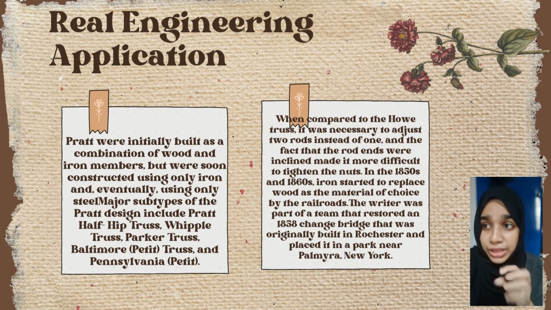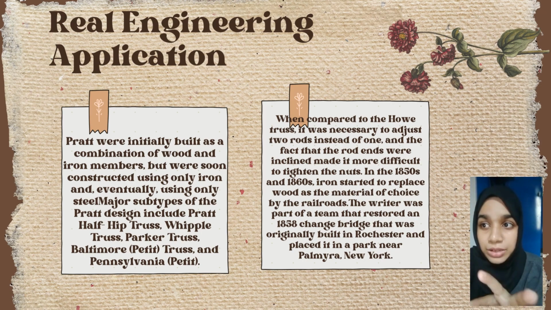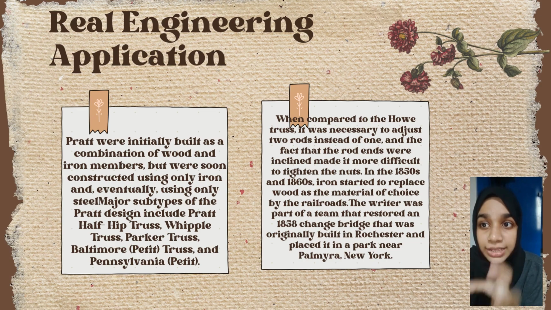We know that Pratt has diagonals in tension and verticals in compression, except for the hip. Pratt trusses were initially built as a combination of wood and iron members, but were soon constructed using only iron or only steel. So we're not going to use wood and iron members.